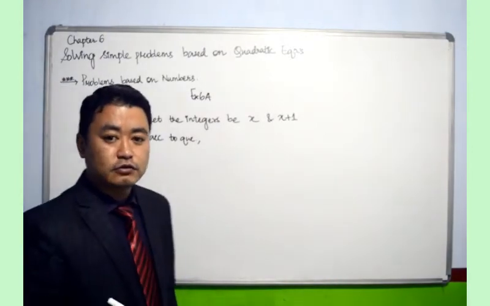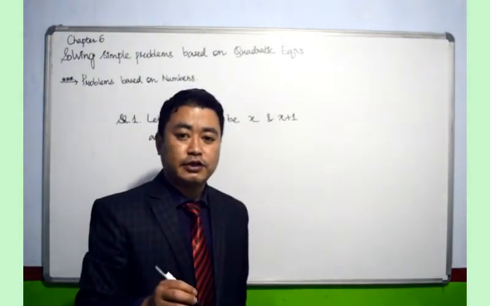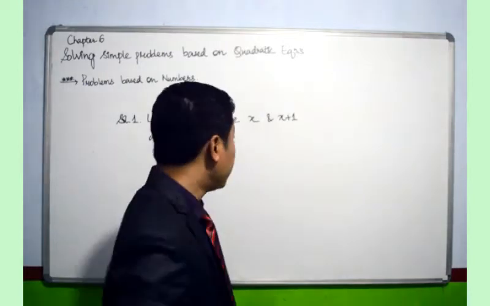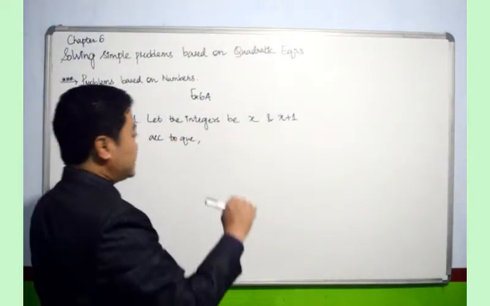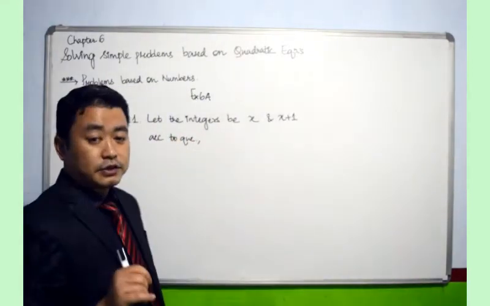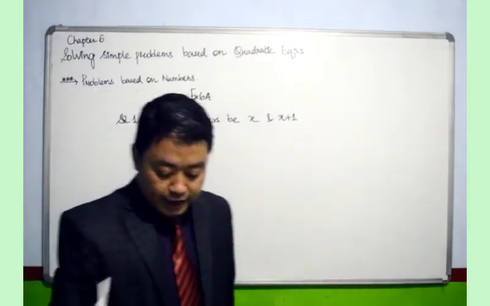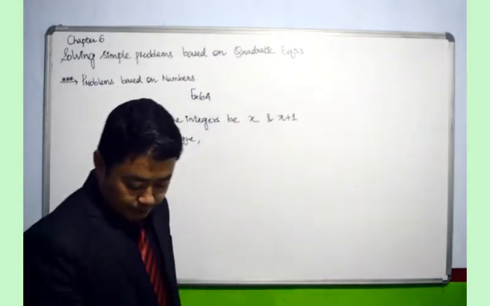The way of writing is also very important. In your board examination, the way of writing is also very important. So let the integers be x and x plus 1 according to the question. Now the question says that the product of two consecutive integers is 56.